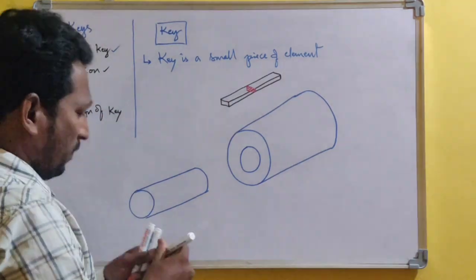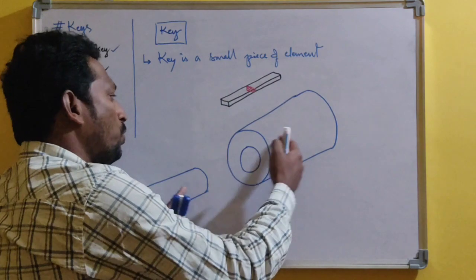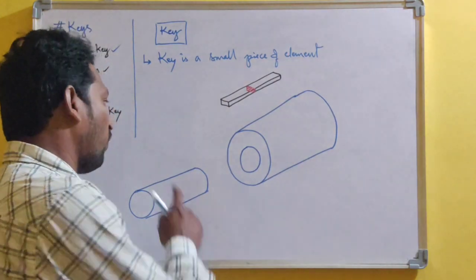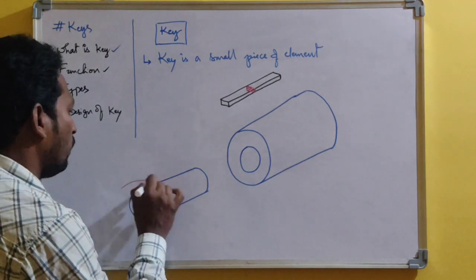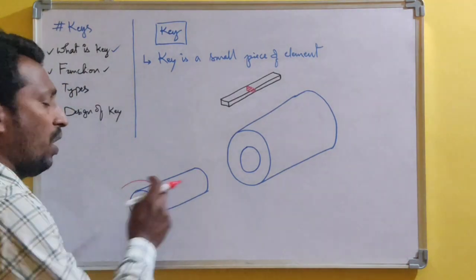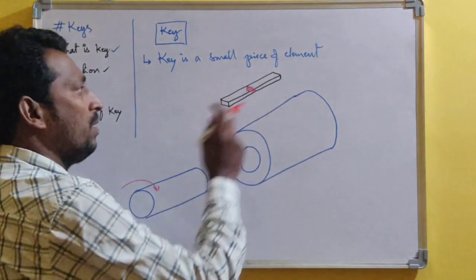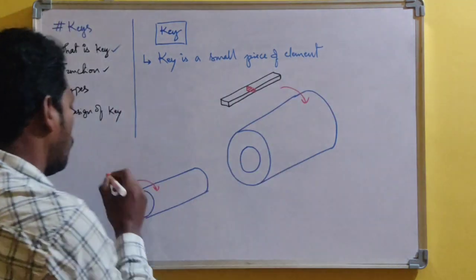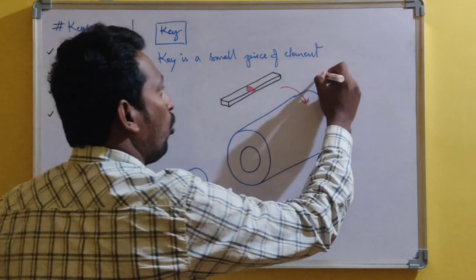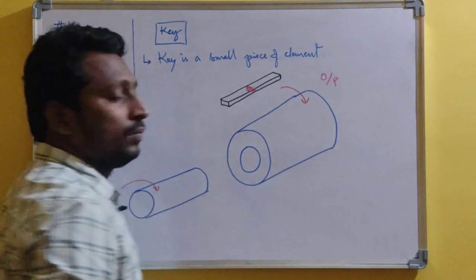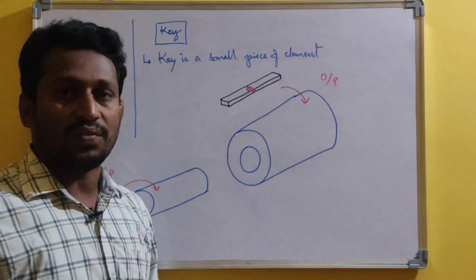Here our main intention is to make a joint between these two shafts to transmit the power from one shaft to another shaft. For example, if I give the input power to the solid shaft, that power is to be transmitted to this hollow shaft. When I give the input here, I have to collect the output here. This is possible when we make the joint between these two shafts.